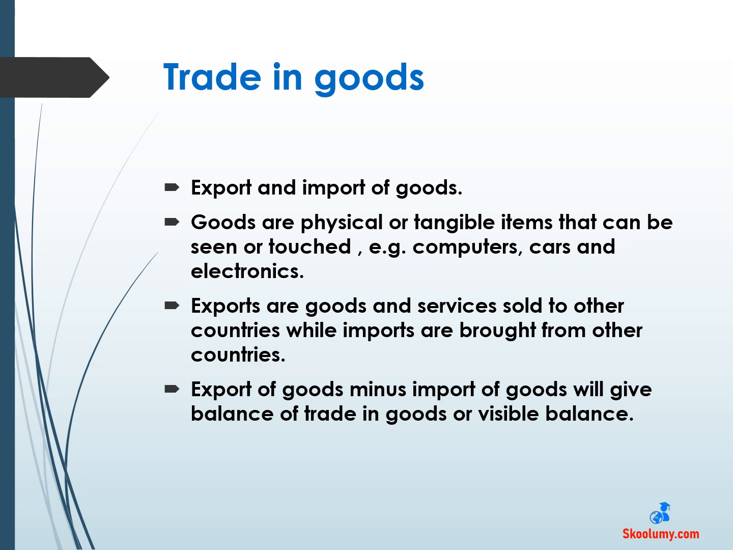Trade in goods. Trade in goods includes all goods entering and leaving a country's economic territory. Goods are physical or tangible items that can be touched and seen, e.g., computers, cars, foods, beverages, industrial supplies, and so on. Those goods and services leaving for other countries are exports, while the ones bought from other countries are imports. The difference between the values of export of goods and import of goods is the balance of trade in goods, visible balance, or balance on goods.